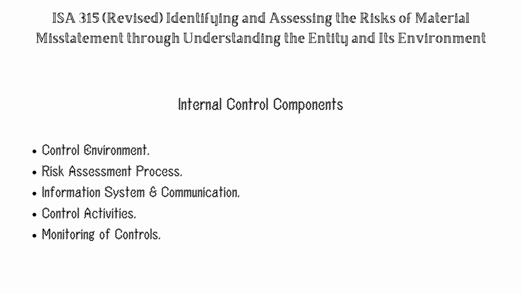And number three is information system and communication, how systems record and report transactions and how financial reporting roles are communicated. Number four is control activities, like specific policies and procedures such as authorizations, reconciliations, or IT controls. And number five is monitoring of controls, how management monitors and evaluates whether controls are functioning effectively. For each component, the auditor must evaluate the design and determine if controls have been implemented.